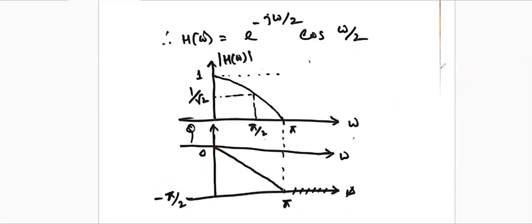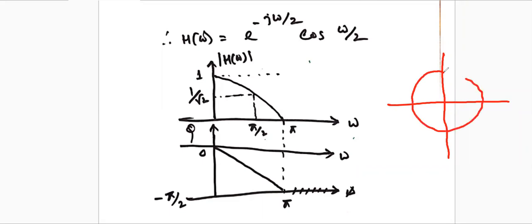What kind of filter is that? Try to understand the pole and zero location. This is very important now. Where is the zero? This is the zero and this is the pole. You have already learned that from the pole and zero location, how could you draw the magnitude response? You know how to draw the magnitude response.